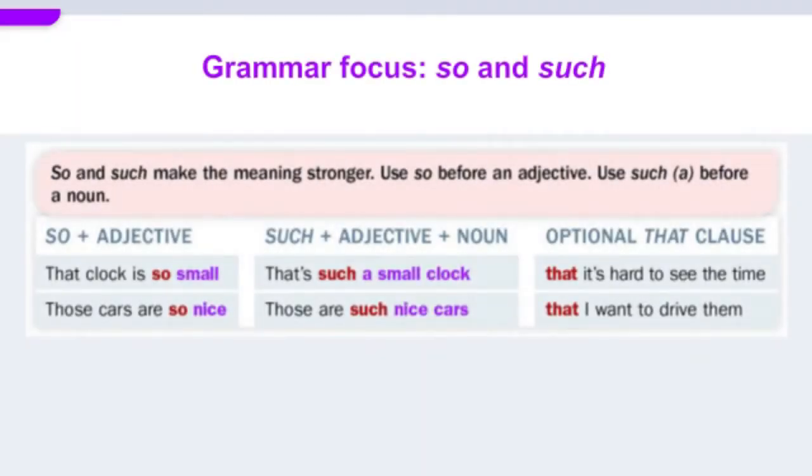Let's review. So plus adjective. That clock is so small. Those cars are so nice. Such plus adjective plus noun. That's such a small clock. Those are such nice cars. Optional that clause. That it's hard to see the time. That I want to drive them.